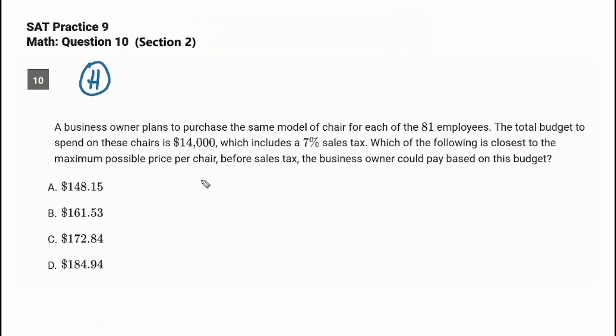When you plug in the answers, you want to be very clear on what you're looking for. What are we looking for? We're looking for the price per chair before tax. So write down A, B, C, D, kind of spread them out, and then just start with an answer.